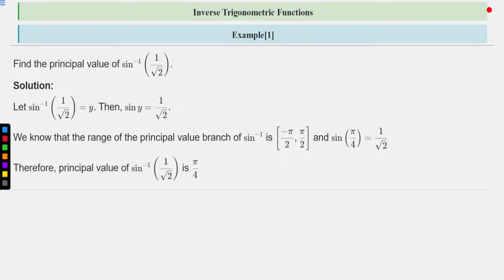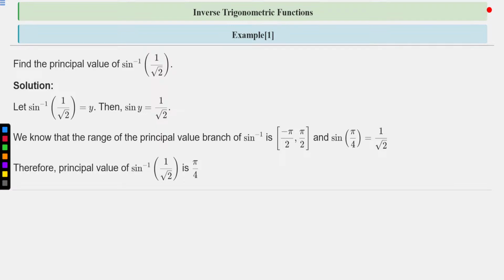This lecture is from the start of the second chapter. We have just started this chapter. This is the first class of the second chapter.